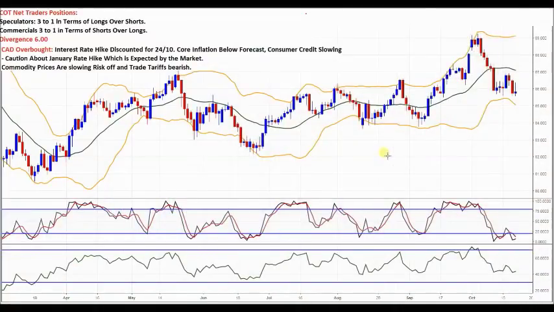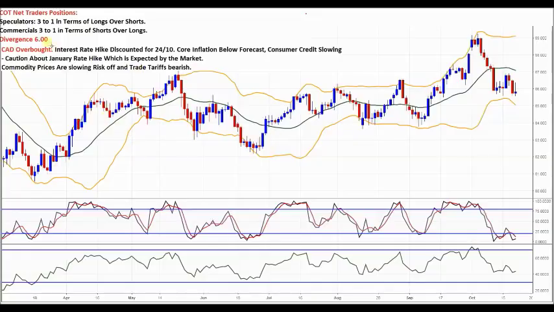Right, let's take a look at CAD JPY first. On the chart of CAD JPY, I'll draw my levels in a moment. Now, we have done a couple of previous videos on this trade. It's going quite nicely, and hopefully we'll get some more out of it. So I'll do the levels in a moment.